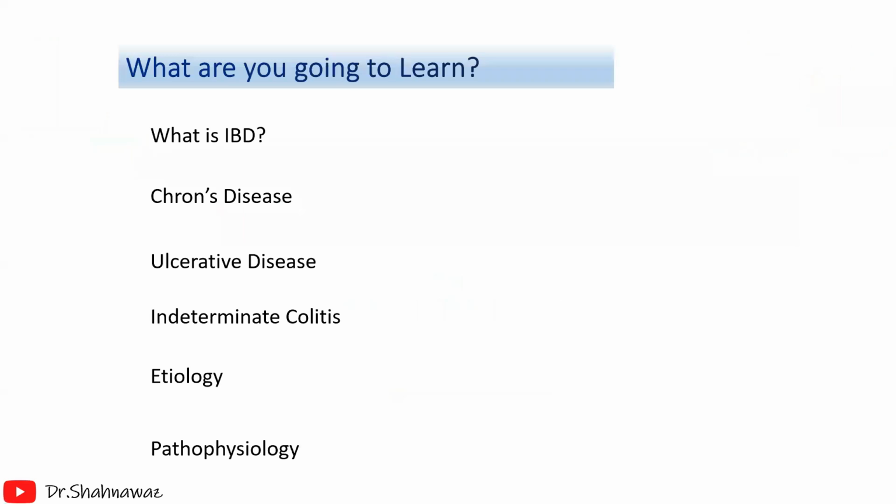And what are you going to learn in this video? Actually, you will be able to know what IBD is, what Crohn's disease is, and what ulcerative colitis is, and the other one that lies between Crohn's and ulcerative colitis, which is indeterminate colitis. You will also learn what the etiology of IBD may be and what the possible pathophysiology of IBD is.